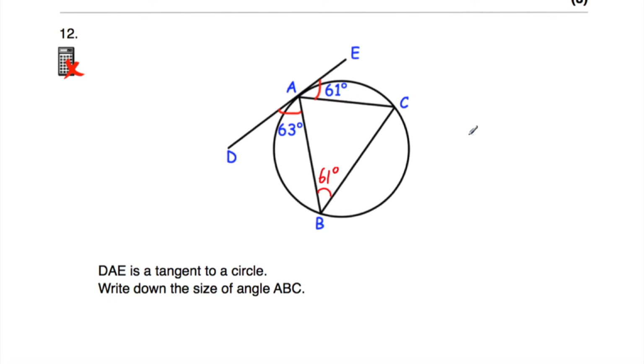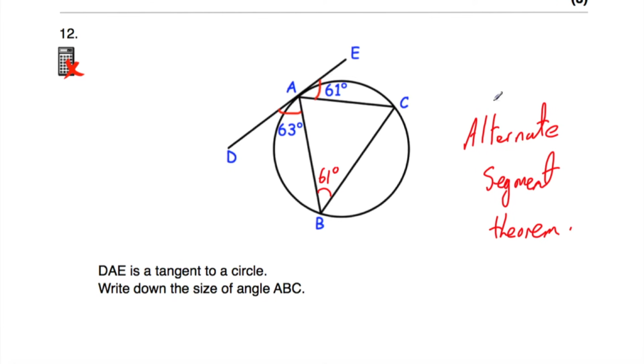And that's what we call alternate segment theorem. And that alternate segment theorem says that the size of this angle, the angle between the tangent and the triangle, will be equal to the size of the opposite angle inside of the triangle.